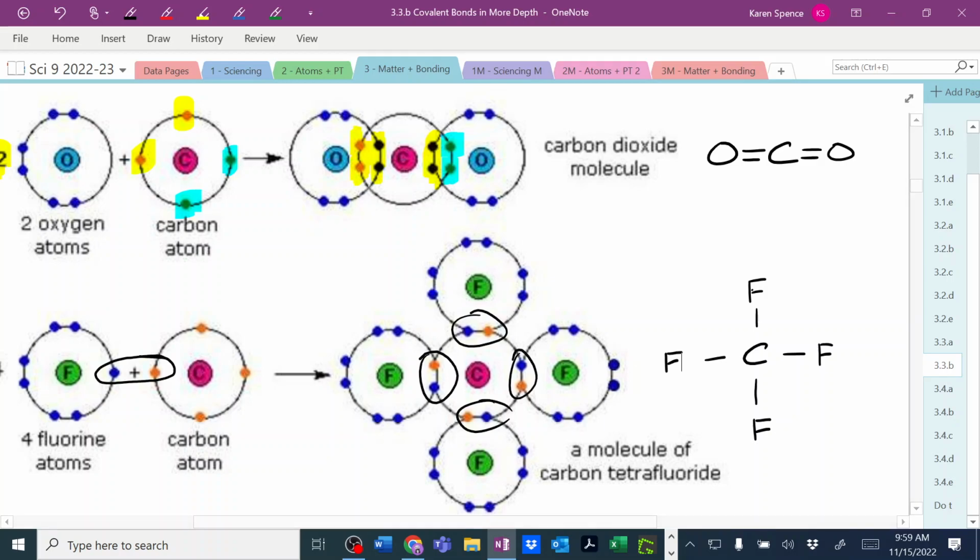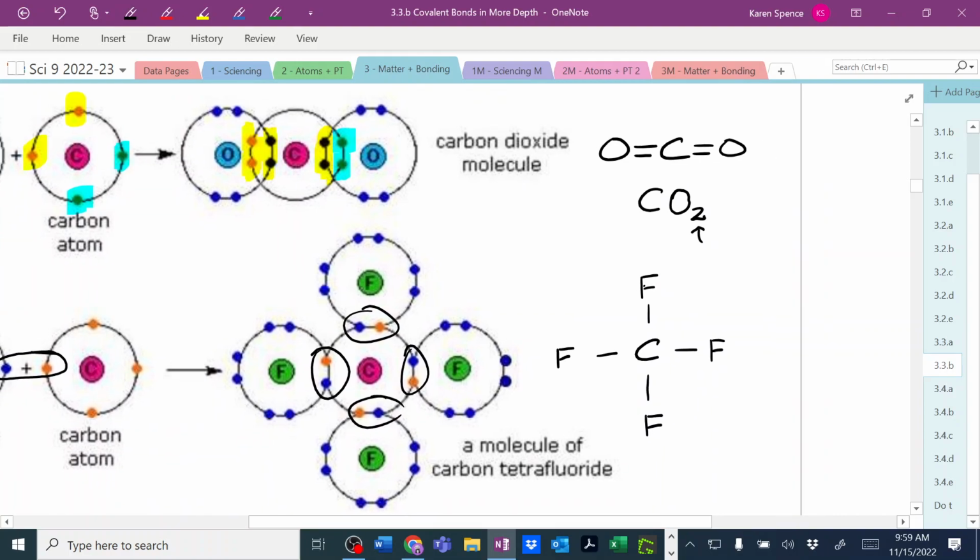And if we want to write our symbols for these, do you guys remember, how would we write the symbol for carbon dioxide? We would write it as CO2. What do we call that little number down at the bottom? Subscript. What does it tell you? The number of those atoms, yes.